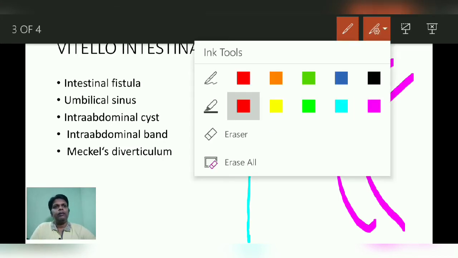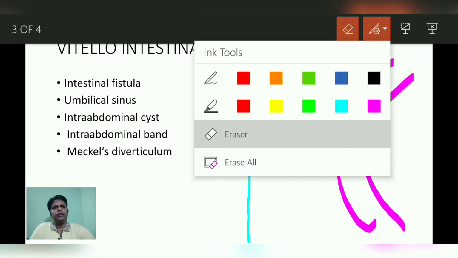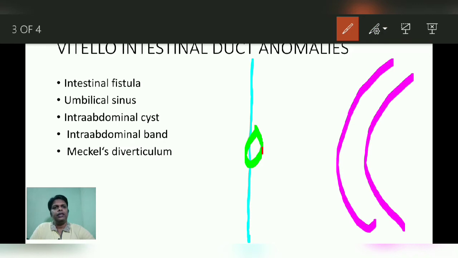And number two, umbilical sinus. What is this umbilical sinus? Which is nothing but only the distal portion that will persist, and all the other middle part and the proximal part will be obliterated. That is the second anomaly.